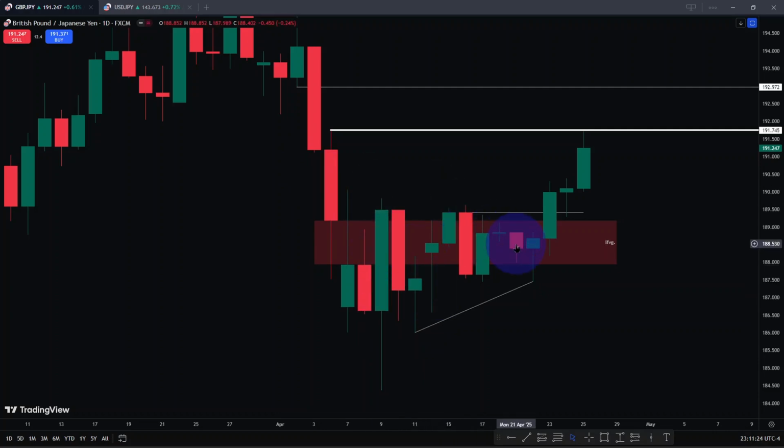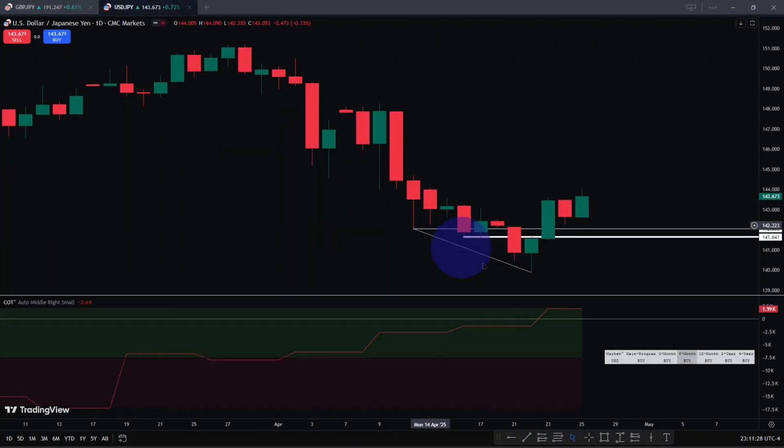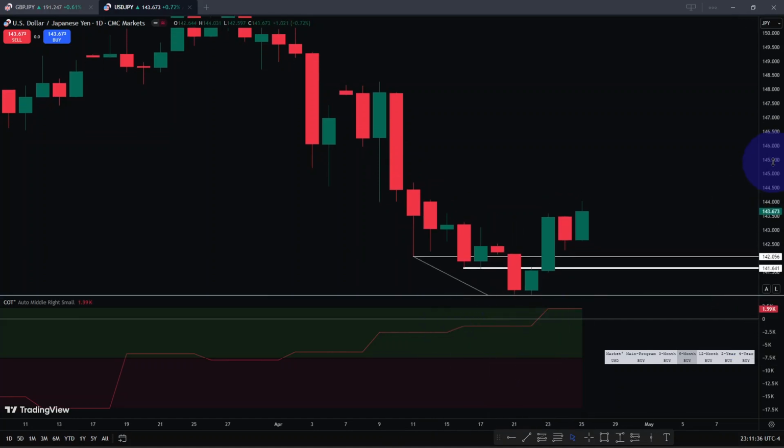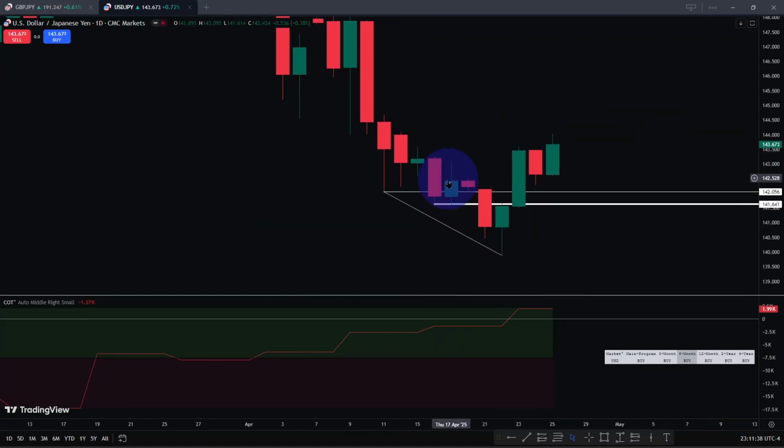GBP/JPY is showing strength, relative strength, compared to USDJPY. And this is manipulation, because what's the higher time frame institutional order flow? Bullish. But then again, now we're seeing something different. We are now seeing a change in the state of delivery here. And what's this doing? This is validating the higher time frame institutional order flow.